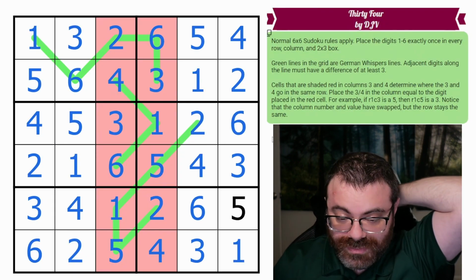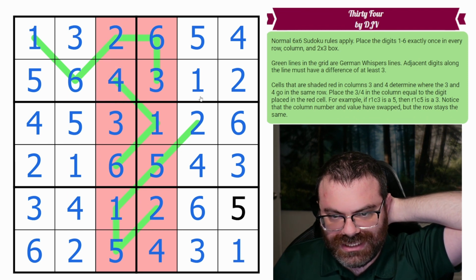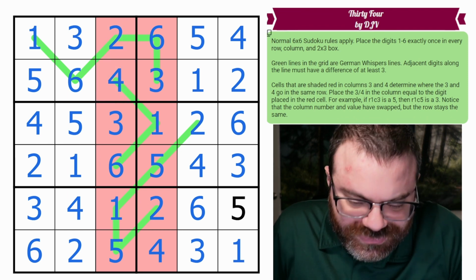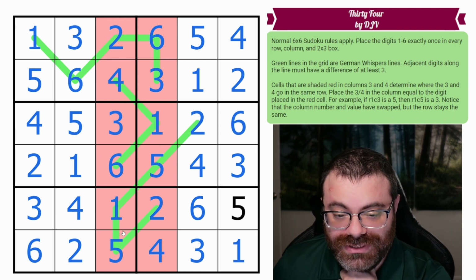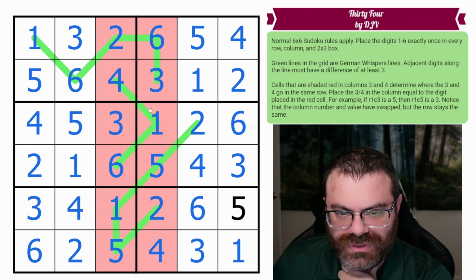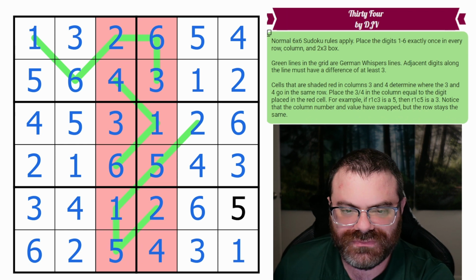All right, cool puzzle, DJV. I think it used a lot of really specific knowledge about German Whispers and indexing, so hopefully you didn't struggle too much with this. Let me know how you did. And yeah, I rather enjoyed it. I thought it was interesting, though a bit intricate. Maybe there were other ways through, but this was clearly the most clean way to solve it, in my opinion. So yeah, let me know how you did.